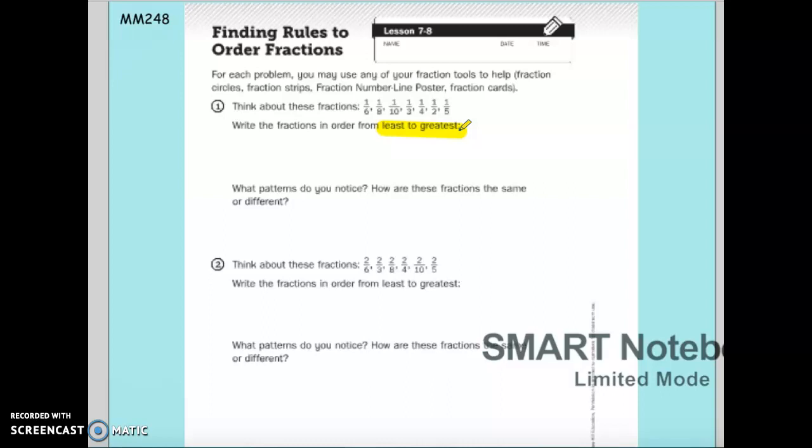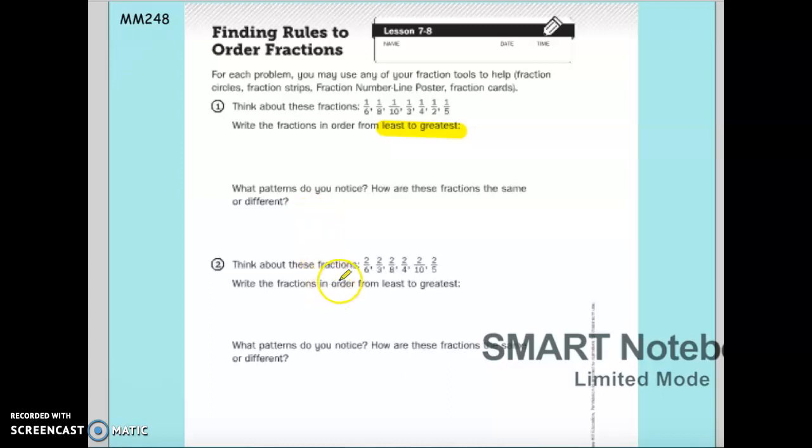What do you think? Right. I want to put the fractions in order from the smallest fraction, the fraction that covers the least amount of the whole, to the largest fraction, the fraction that's closest to a whole. What patterns do you notice? How are these fractions the same or different?